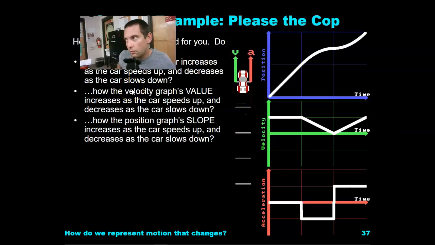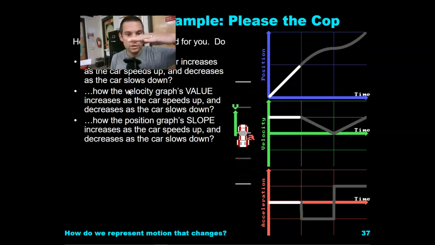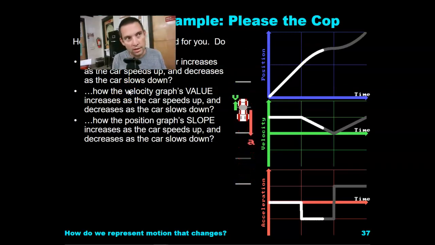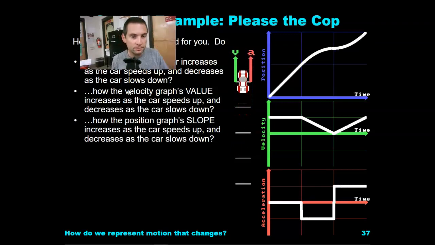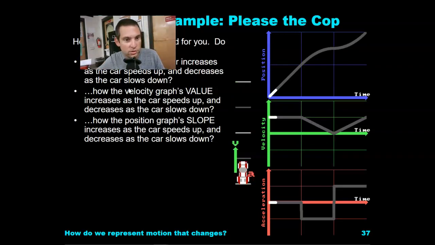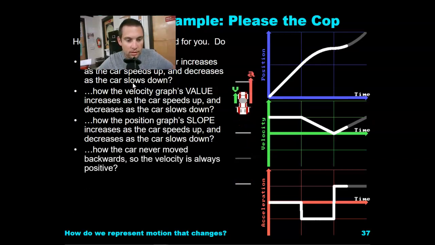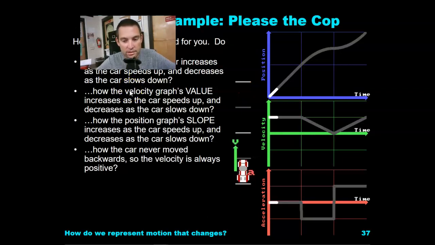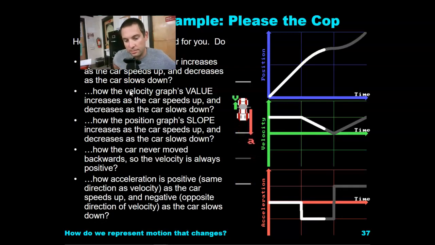How do you know if a slope is increasing or decreasing? Remember, horizontal line, that's a 0 slope. So are you getting closer to that horizontal line, or are you getting further away from that horizontal line? If you're getting closer to the horizontal line, then that means you're getting closer to 0. That means your velocity is going to be decreasing. Notice how the car never moved backwards, so the velocity is always positive. Notice how acceleration is positive as the car speeds up and negative as the car slows down.